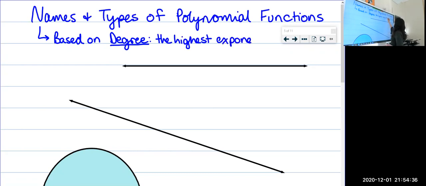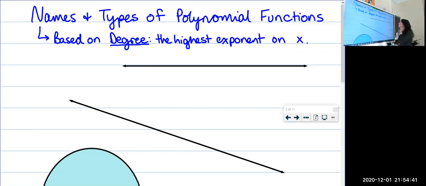exponent on x. Okay, so the degree is the highest exponent. So for the example on the previous slide that I'd written up where it was negative 3x to the 7th, that was a 7th degree polynomial. So the degree is simply the highest exponent involved. That's it. That's all that we care about. What is the highest exponent involved? All the other ones that are less than that highest exponent just fall by the wayside.